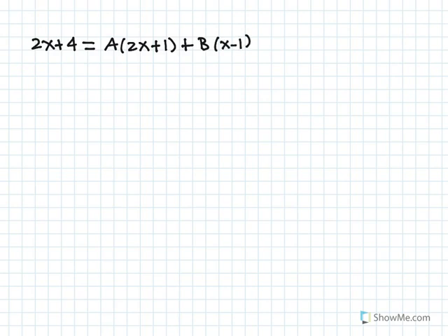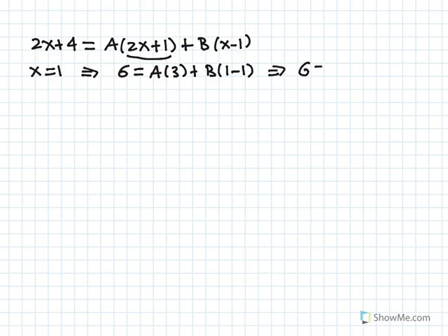Let's plug in x equals 1 into both sides of this equation. So we get 2 plus 4, that's 6, on the left-hand side. On the right-hand side, we get A times, plugging in x equals 1, 2 plus 1, that's 3, plus B times 1 minus 1, which is 0. Now we can solve for A. So we get 6 is equal to 3A. Divide by 3 both sides, and we get A equals 2.